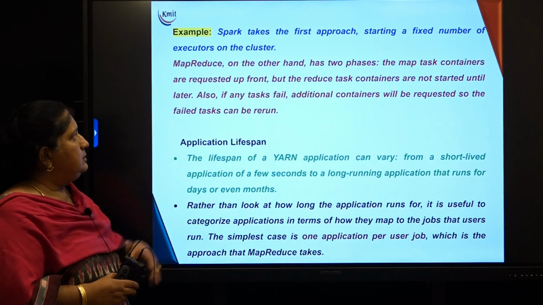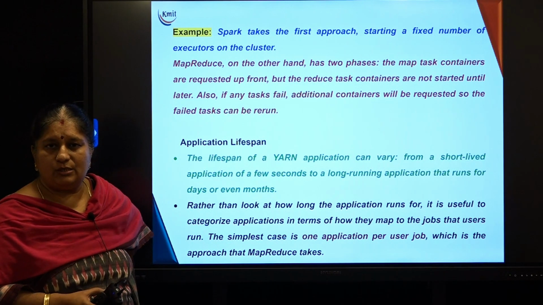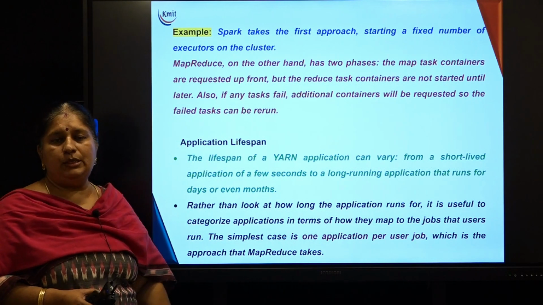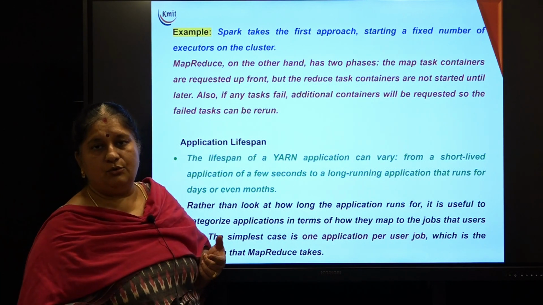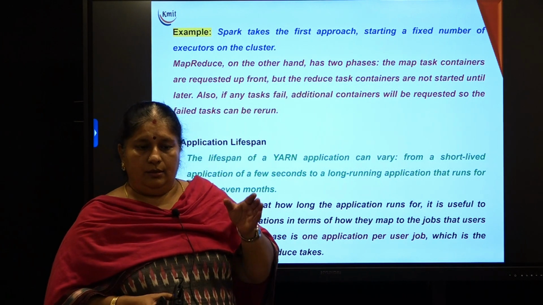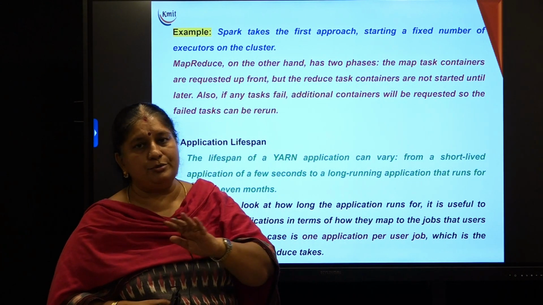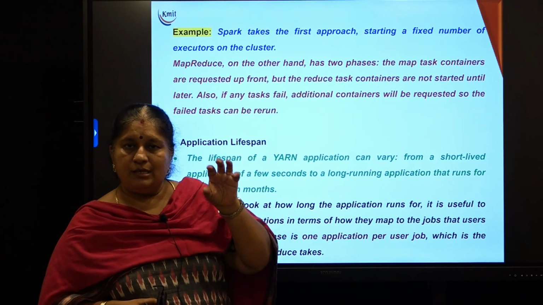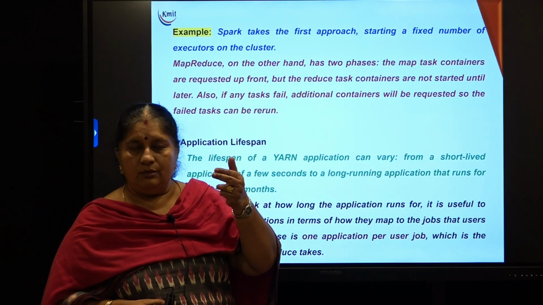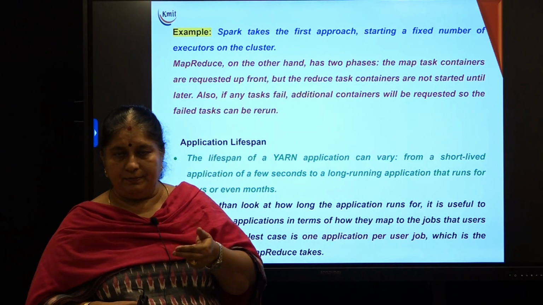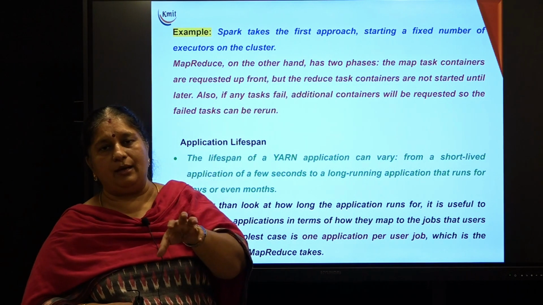So for example, Spark goes with the first approach, that is the static resource request model, and MapReduce goes with the dynamic resource request model. How do we justify MapReduce is going for dynamic resource request? First, the driver routine has to run. Until then, the map method will not use any resources. So only whatever resources are needed for the driver routine will be allocated. Once the driver routine wants to pass control to the map method, then whatever resources are needed for the map function will be allocated.